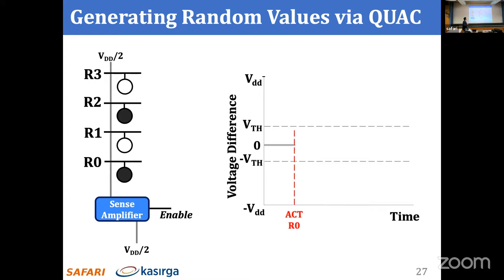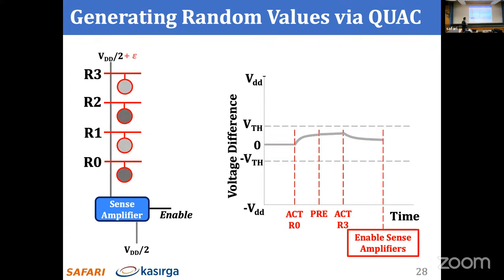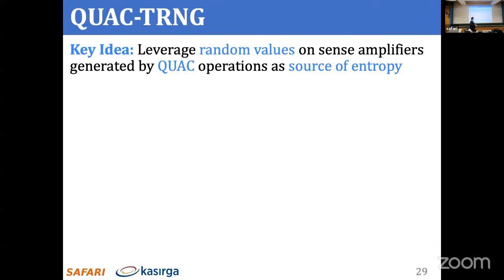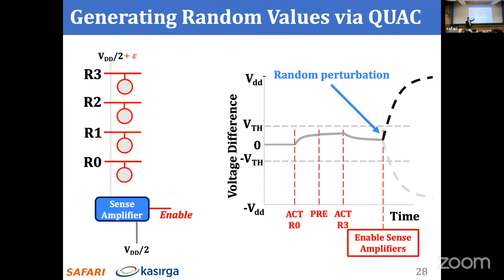So now I'll describe how that happens. We send the activate command to row zero. This enables row zero, and you can see that the bit line voltage deviates toward VDD. Then we send a precharge command, then an activate command to row three. Now this enables all other word lines. And we see that the voltage difference is still within the reliable sensing thresholds. And at some point after the second activate command, the sense amplifiers will be enabled. And once they're enabled, due to thermal noise or other random physical phenomena, this sense amplifier will sample the bit line voltage as a random value.